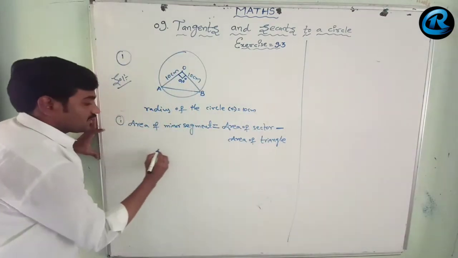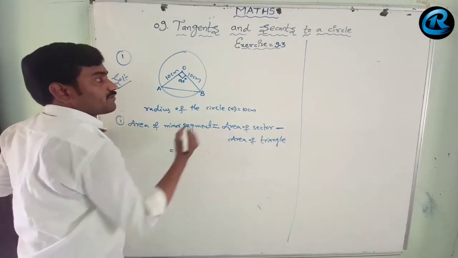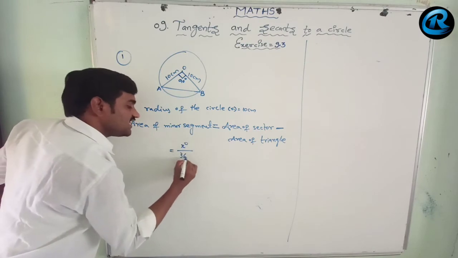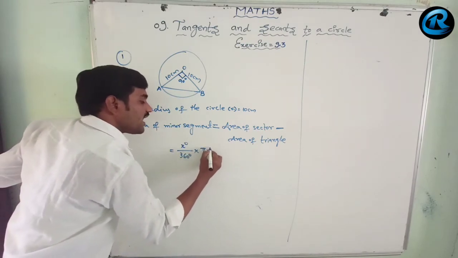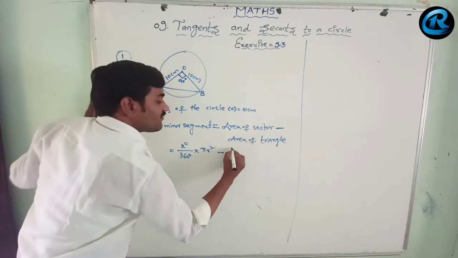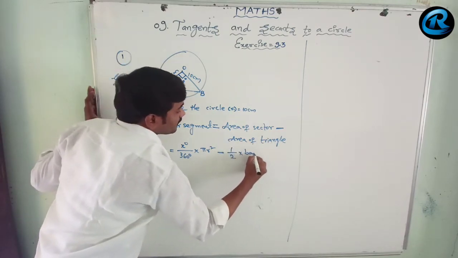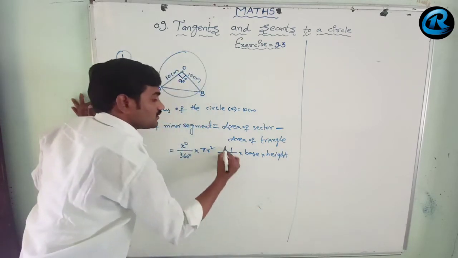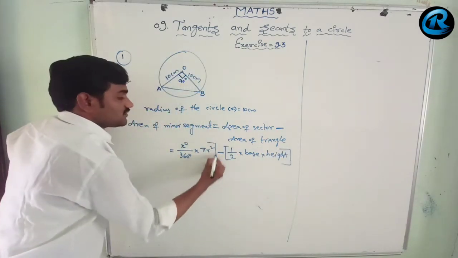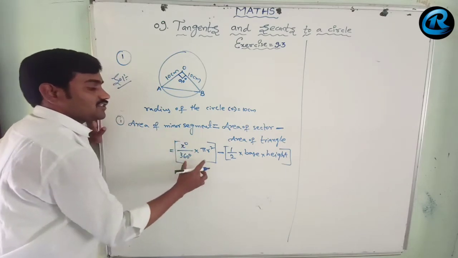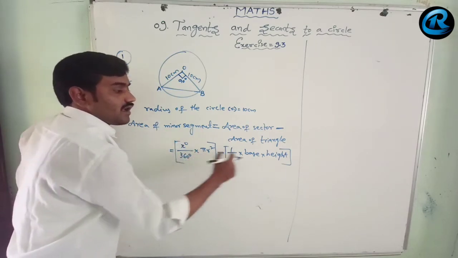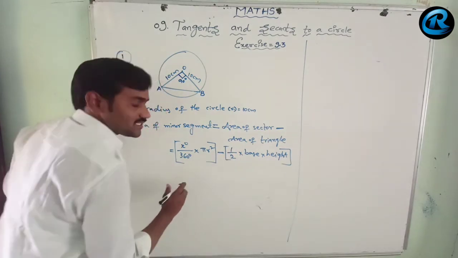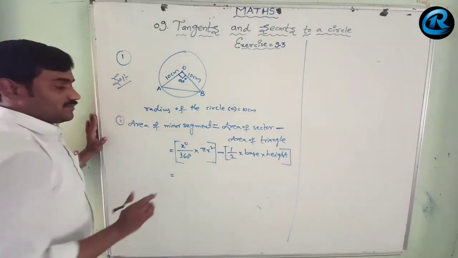Then area of minor segment is equal to area of sector, formula is what? x degrees by 360 degrees into pi r square, minus area of triangle, formula 1 by 2 into base into height. So we put this in a bracket and this in one bracket. First find out the value of area of sector and then the value of area of triangle. Then we subtract both areas so that we get the area of the minor segment.